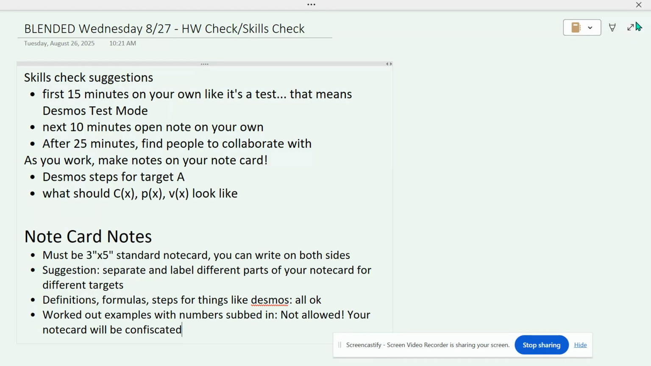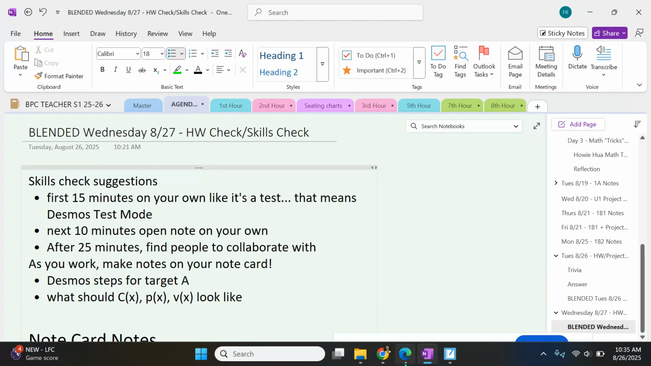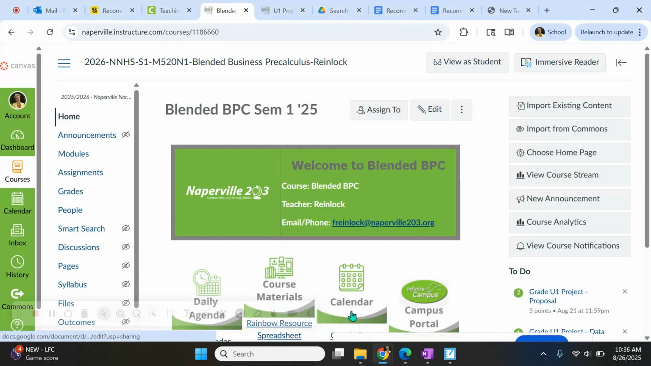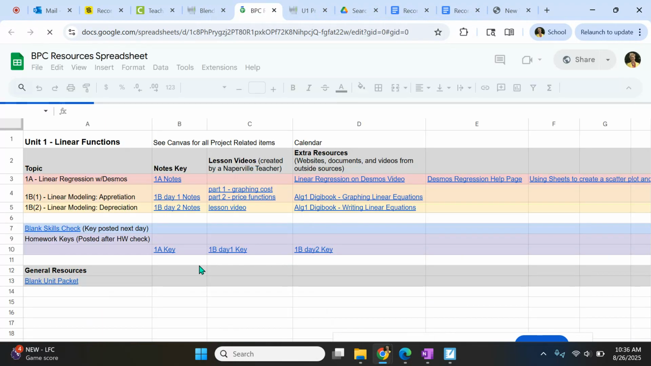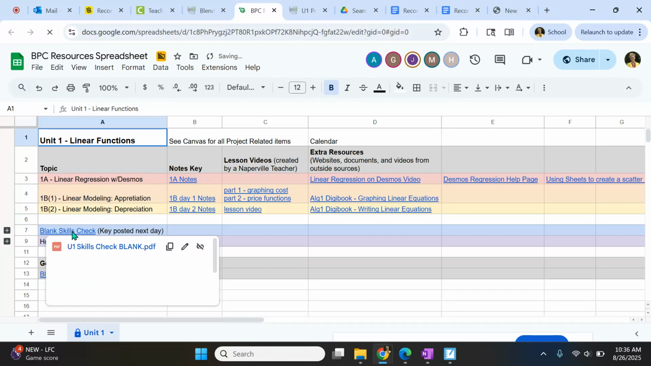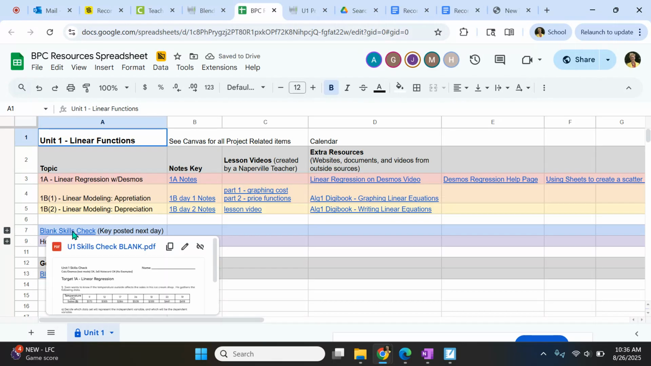Now, what you are going to do to access material. On our Canvas page, you're going to go to the Rainbow Resource Spreadsheet. Right here we have the blank skills check posted. You are going to open this up to work on it.